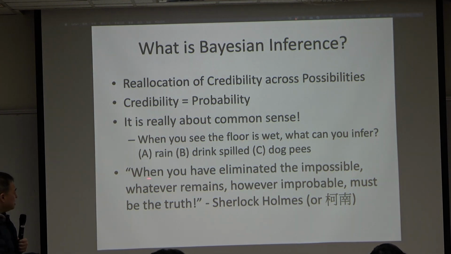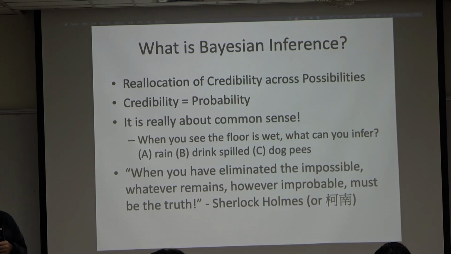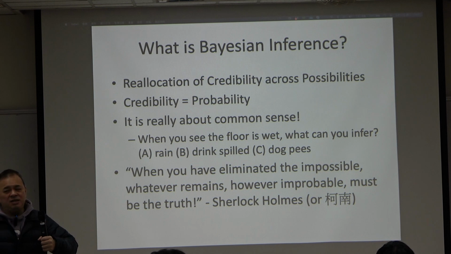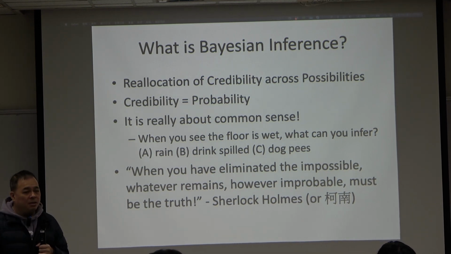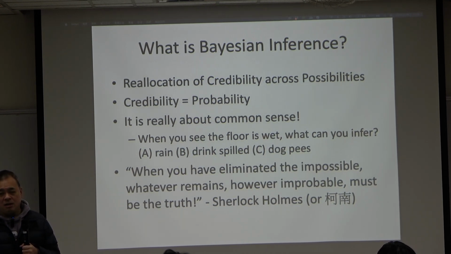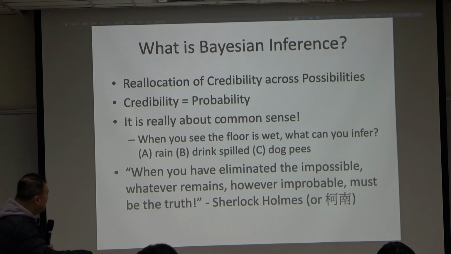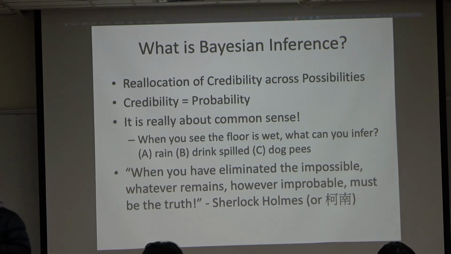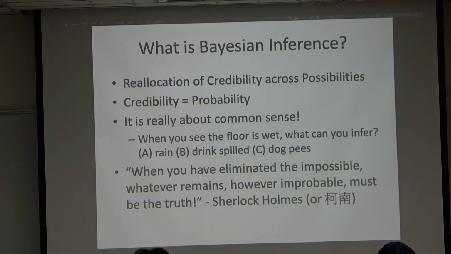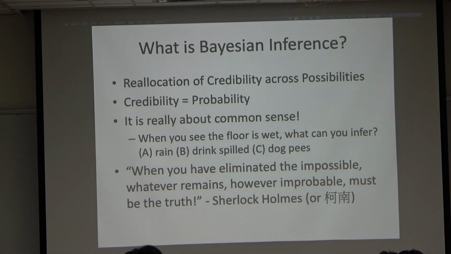So you know this sentence, right? When you have eliminated the impossible, whatever remains, however improbable, must be the truth. For older people, we say this comes from Sherlock Holmes. For younger people, they say it comes from Detective Conan, because this sentence has been mentioned many, many times in the novels and the comic books. And this is pretty much equivalent to this reallocation of credibility across possibilities, basically.